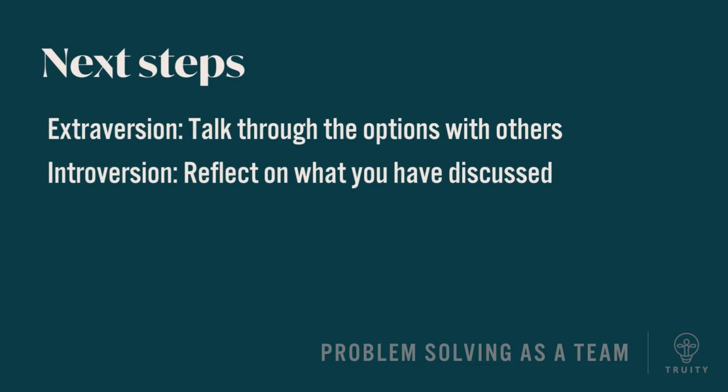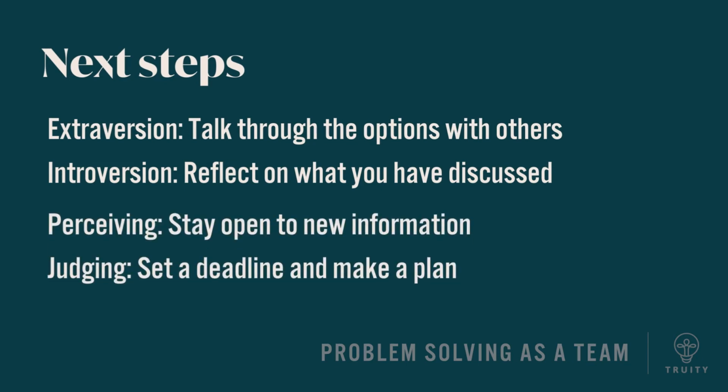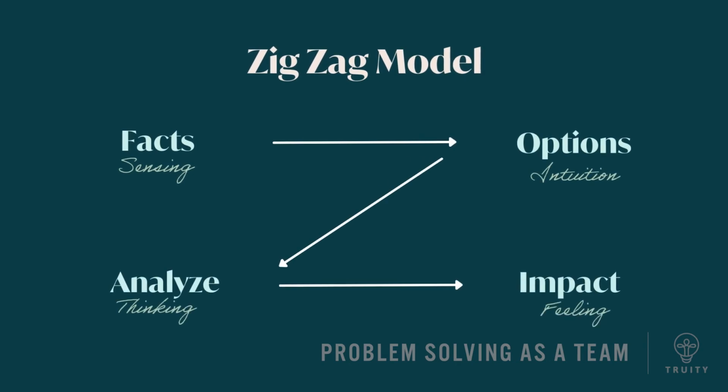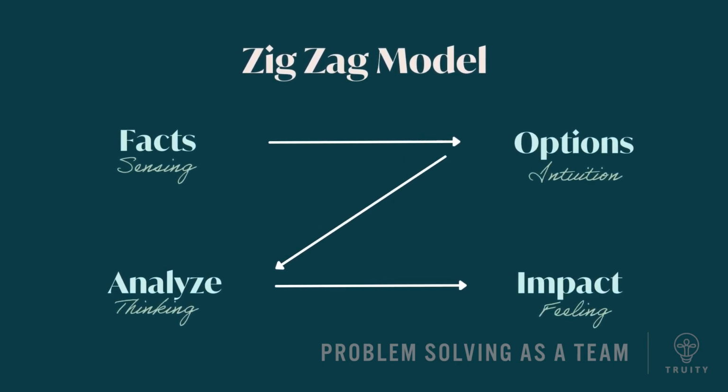Once complete, you'll have a much fuller picture of the situation, but let's not leave out the other 4 preferences. Use extroversion to talk through your findings with other people, and introversion to reflect on what you discussed and learnt. Use perceiving to stay open to new information and not jump to conclusions or move into planning too quickly. Then, once a path has been agreed, use judging to create a plan, a deadline, and start implementing. So that's the Zig Zag model. It's pretty easy to make this part of your team meetings and team processes.